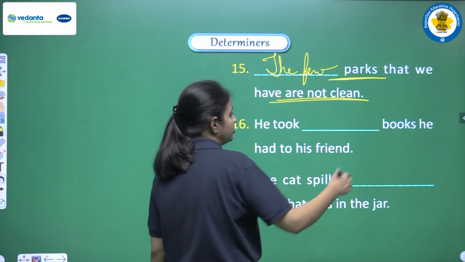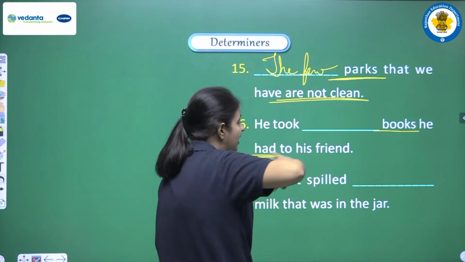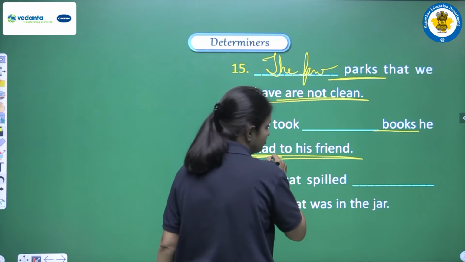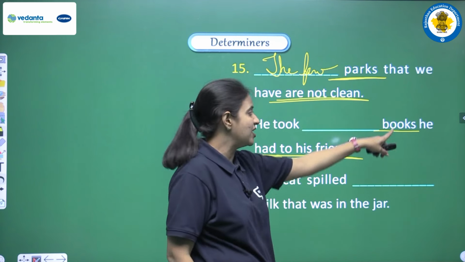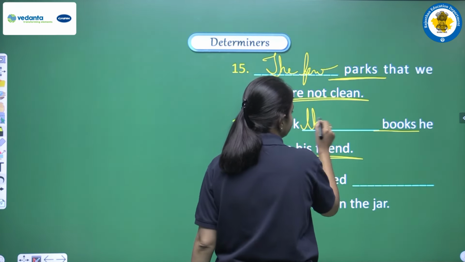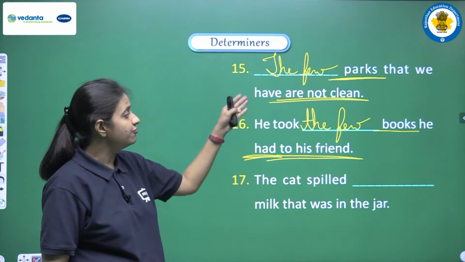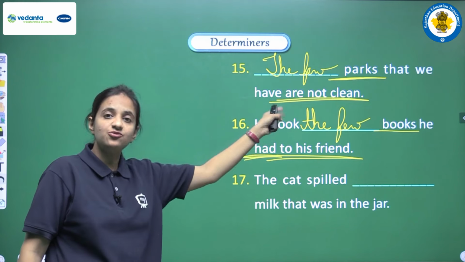Again we are talking about the total number of the books that he was having, because he took that total number of the books to his friend, and to show the totality, when we are having a countable noun we always use the few. So the answer will be he took the few books he had to his friend.